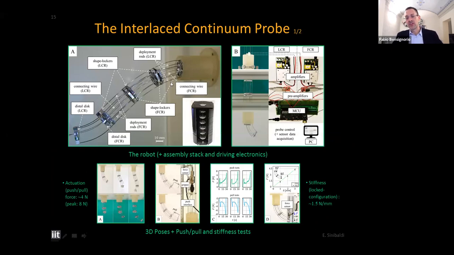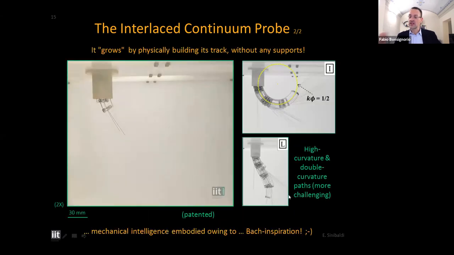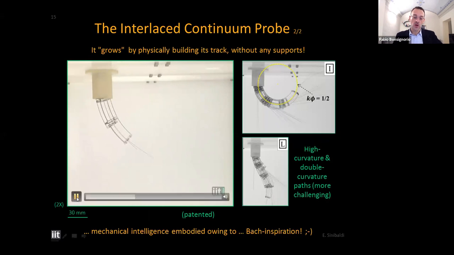Here you can see the prototype. We also considered the force that you need to push-pull the system, and the stiffness. And here is the final slide on this system, where we are seeing the deployment of the follow-the-leader continuum probe. We had six rods. These rods are the vertices of a hexagon. Here we are looking at the scene from one side, so two couples of rods should be coinciding. This means that you should only see four rods.